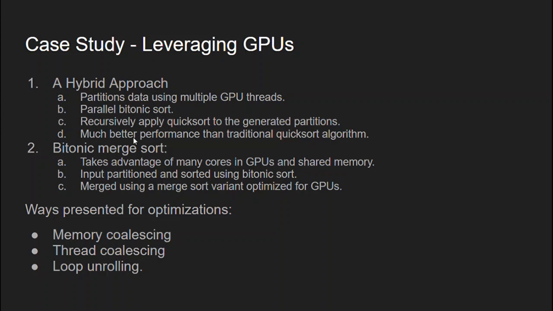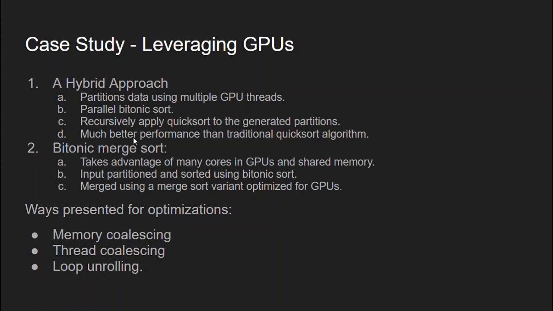Second, we look into a bitonic merge sort technique. This technique takes advantage of many cores of GPUs and shared memory for optimizations. The input data is partitioned and sorted using merge sort. Finally, the partitions are merged using a merge sort variant that is optimized for GPUs.